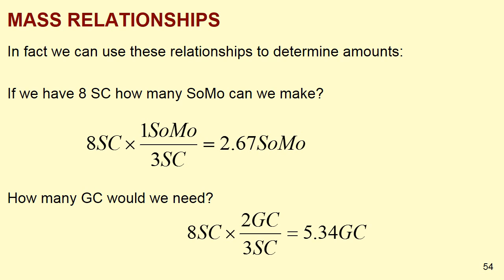That's what we do. How many graham crackers would we need if we have 8 squares of chocolate? Well, we know that the conversion between squares of chocolate and graham crackers is 2 to 3. We need 2 graham crackers for every 3 squares of chocolate. So if we have 8 squares of chocolate, we multiply by 2 graham crackers, divide by 3 squares of chocolate. Again, the squares of chocolate cancel out, and we get 5.33 or 5.34, approximately 5 1/3 graham crackers. So with mass relationships we can convert from one to the other by using conversion factors.